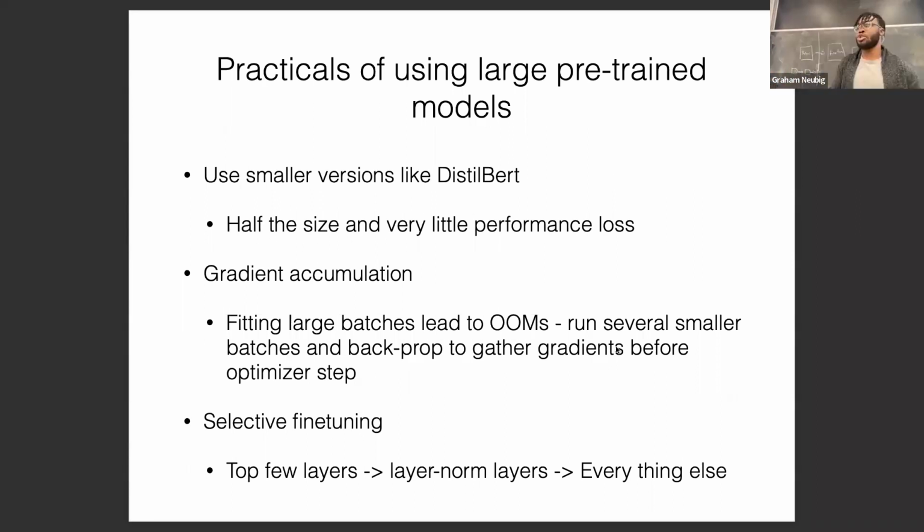The other thing is the question of fine tuning: which layers do you fine tune? Do you fine tune all the layers? If you fine tune all the layers, it's more computationally intensive, but if you sub-select which layers to fine tune, you have a lower compute burden. Usually the rule of thumb is to first try to fine tune the top layers, and then maybe the layer norm layers, before you try to fine tune everything together.